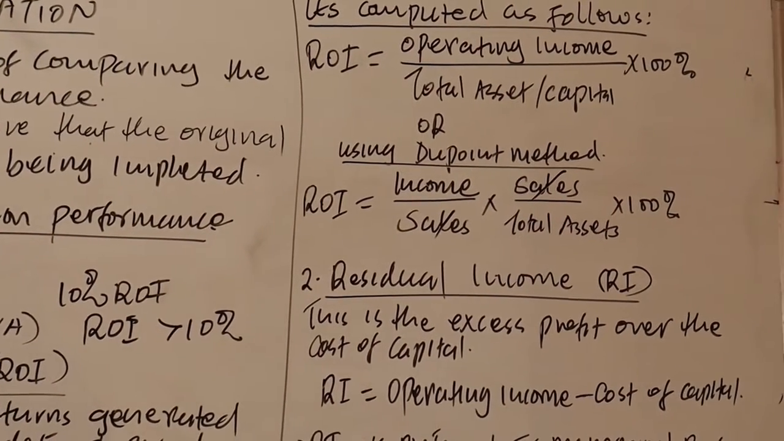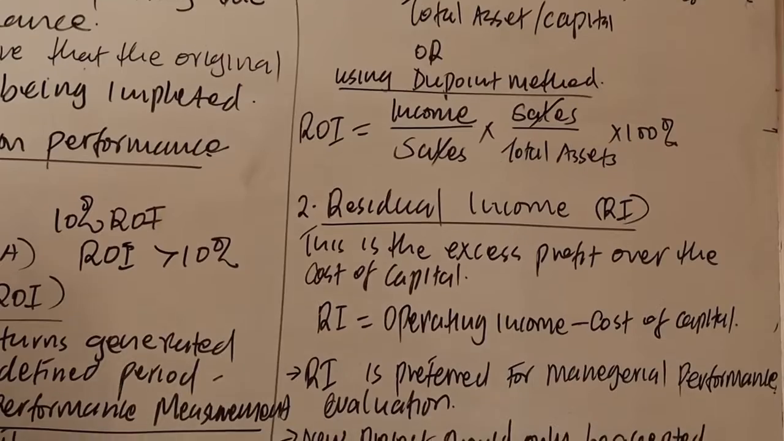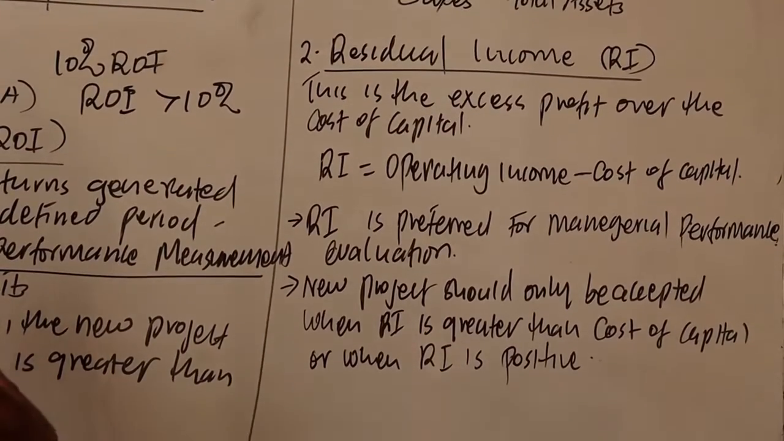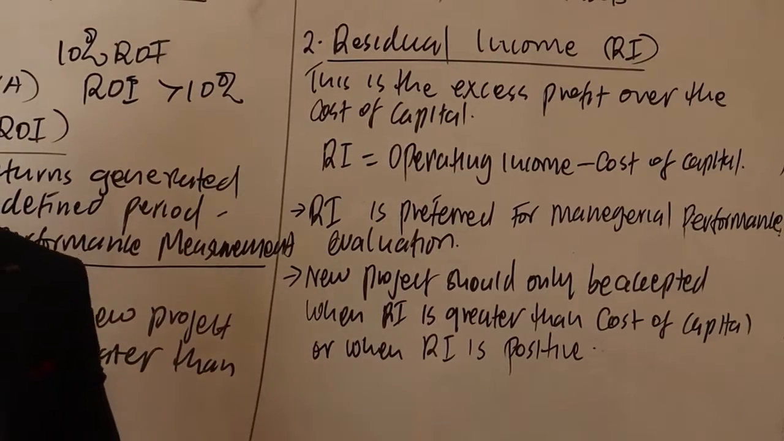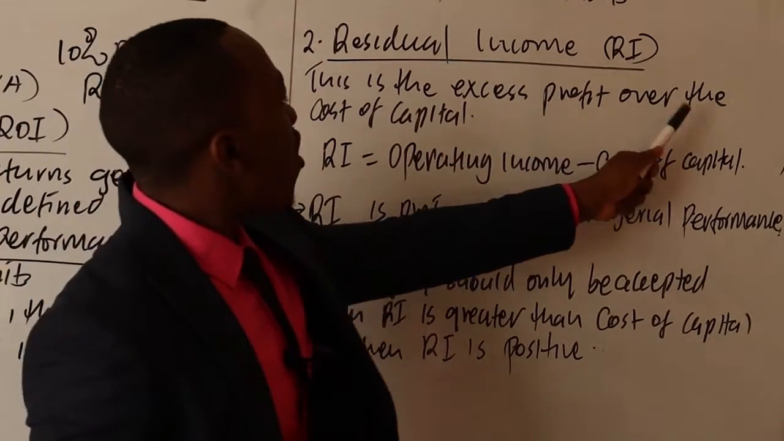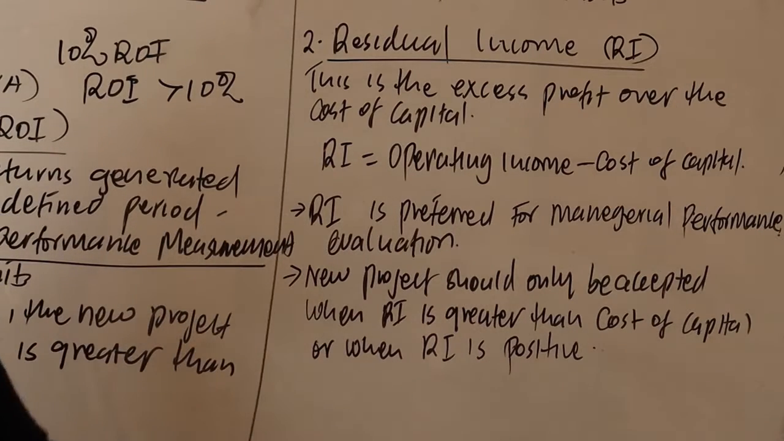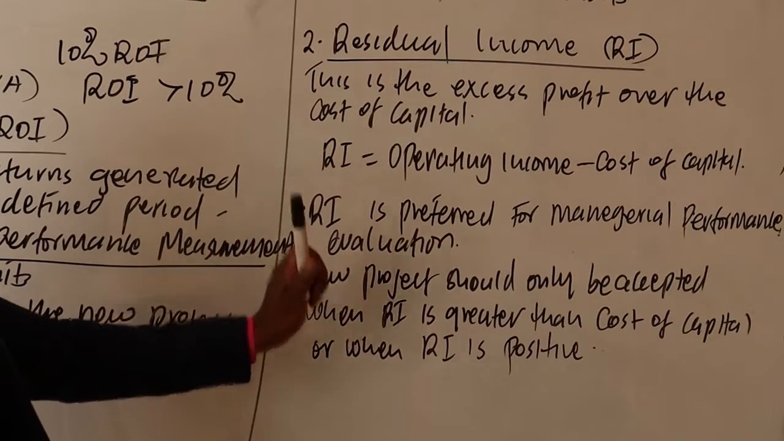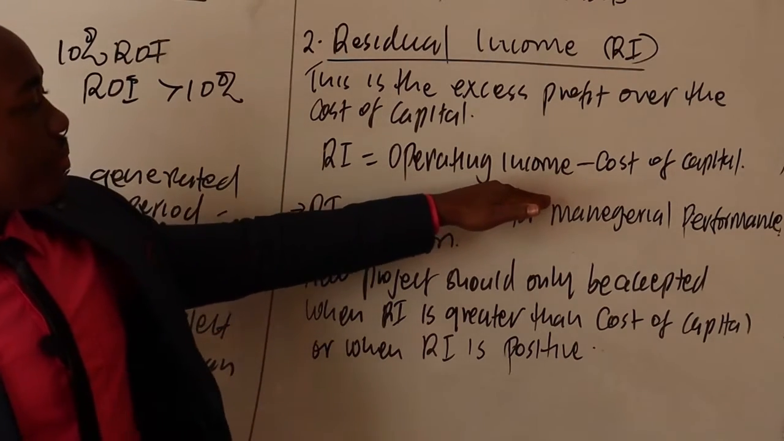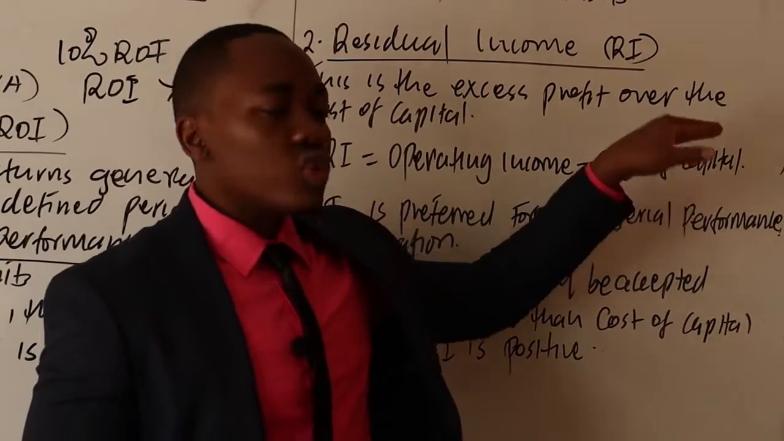Method number 2 is what we call residual income. And what's residual income? When you talk about the residual, it's just something which is in excess. So, residual income is the excess profit over the cost of capital, and this will determine the return on the residual income. So, for residual income, you take the operating income and deduct the cost of capital.